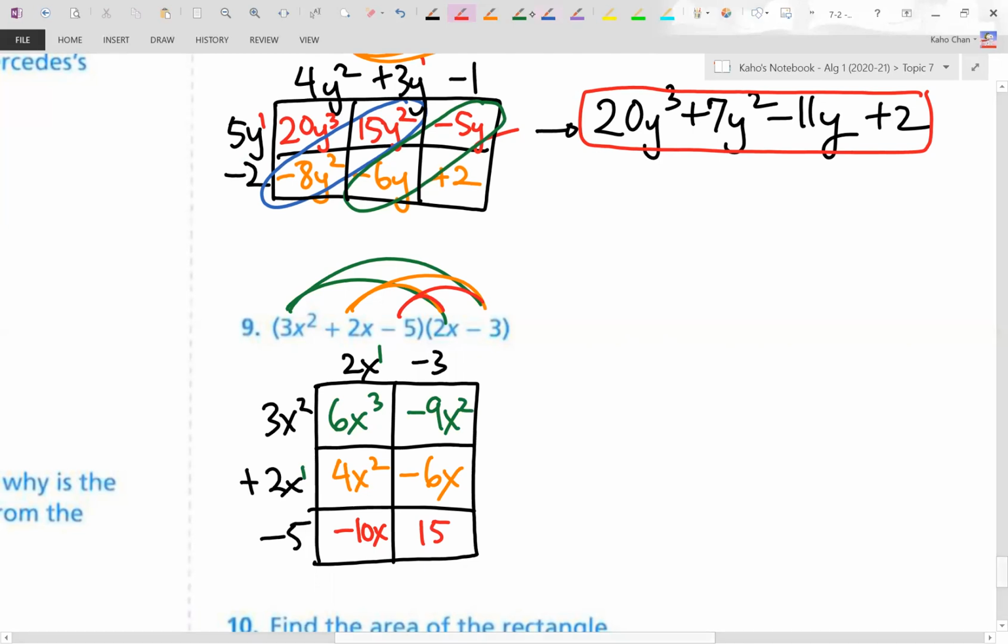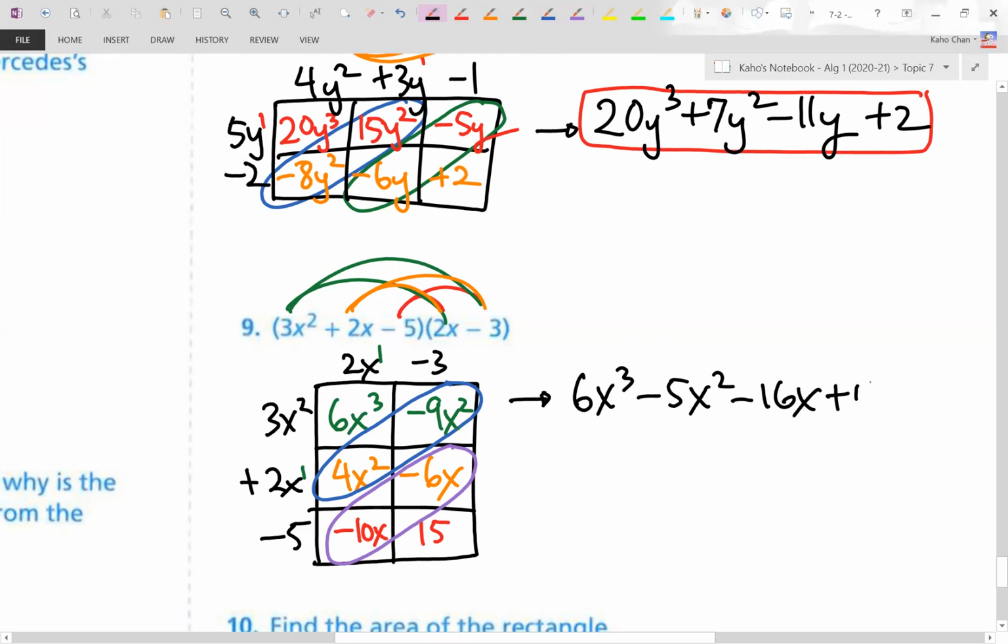We can combine some of these together. That diagonal will go together, and that diagonal will go together. And this will give me as an answer 6x cubed. Watch out, 4 minus 9 is negative 5x squared. Negative 10 minus 6 is negative 16x plus 15. And there's your final answer in descending order. Very nice.